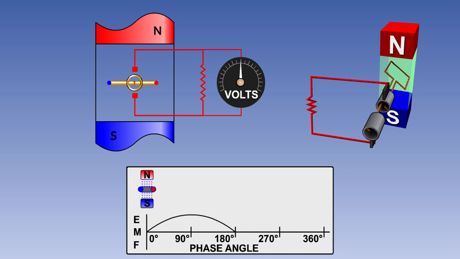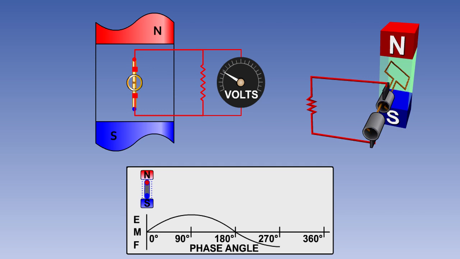Between 90 and 180 degrees, the number of lines of flux being cut by the coil reduces again, so the EMF reduces, until at the 180 degree point, the coil is again moving in parallel with the magnetic field, so no EMF is being induced.